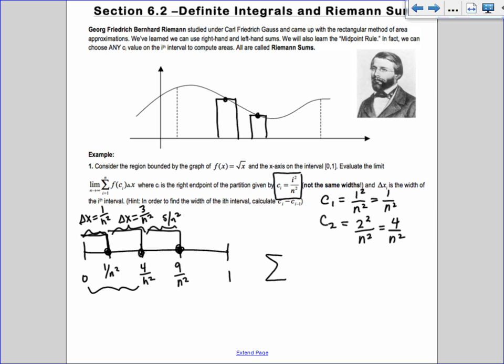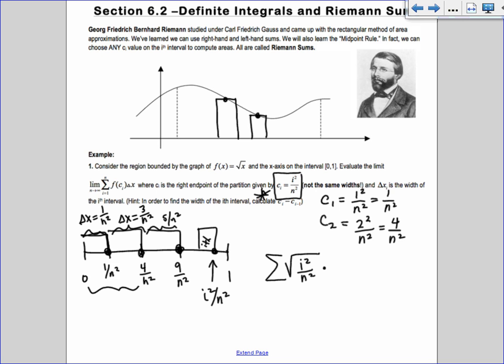So the ith rectangle, so if I talk about the ith one, what is its right-hand endpoint? I squared over n squared, which was given to us. So I'm going to have the square root of, because that's my function, I squared over n squared. Do you see why we randomly chose this interval, or this partition? All right, times delta x.